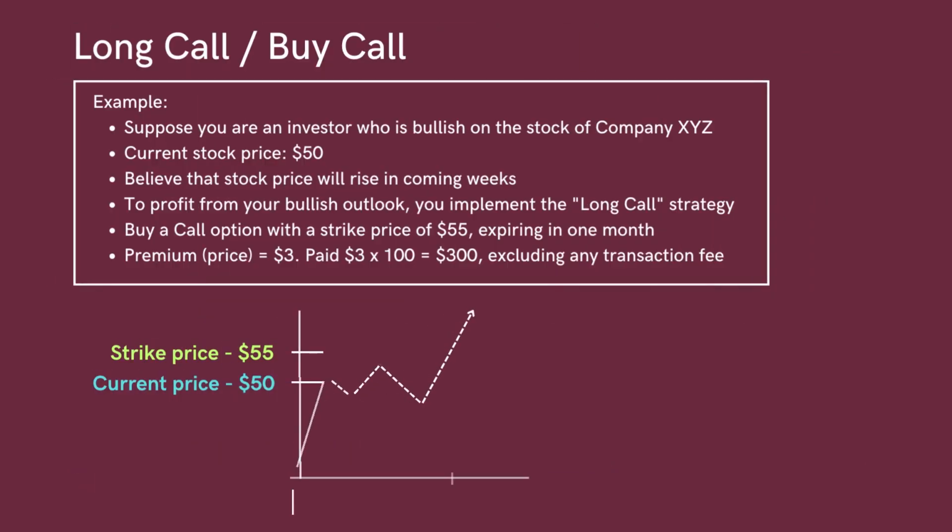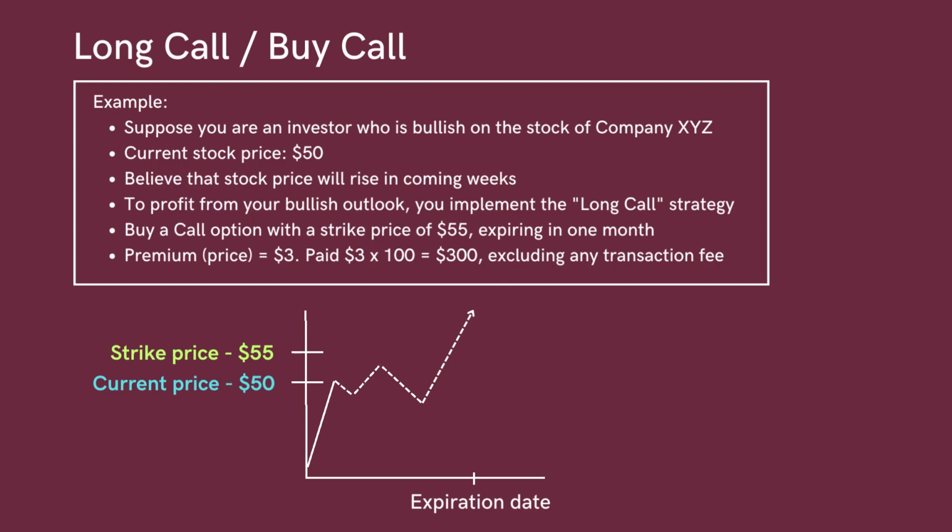Okay, if you are getting confused, don't worry. Again, let's try to understand the concept with an example. Suppose you are bullish on the stock of company XYZ, which is currently trading at $50 per share. You believe that the stock price will rise in the near term due to positive earnings expectation or for other reasons.